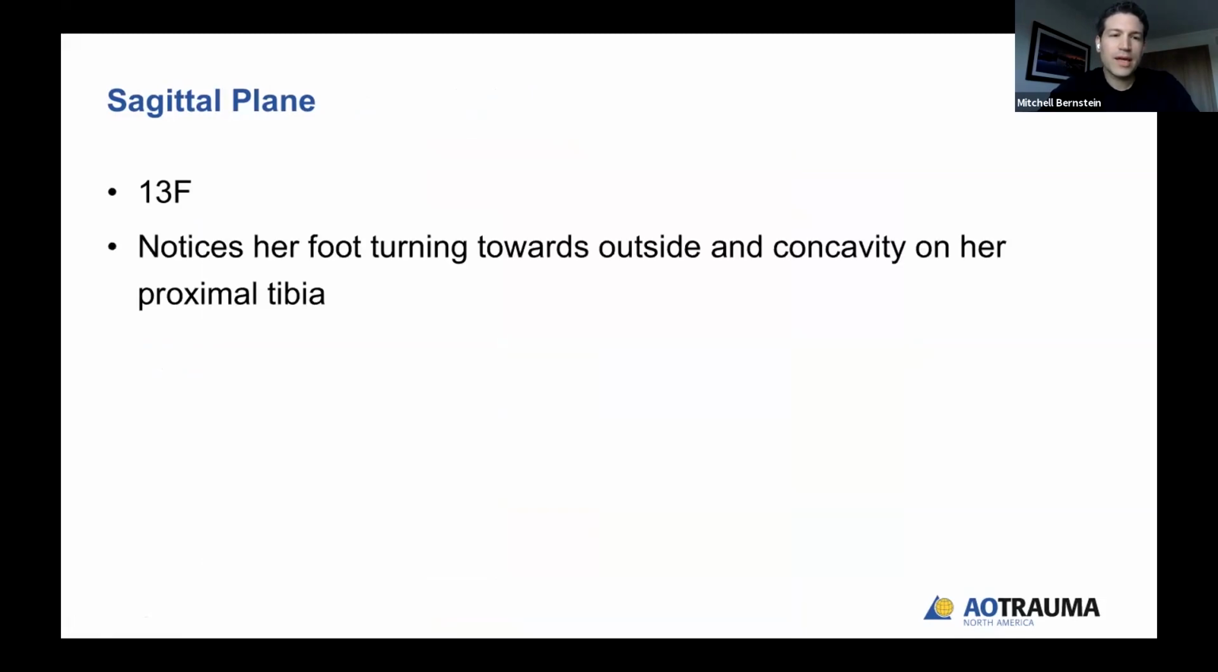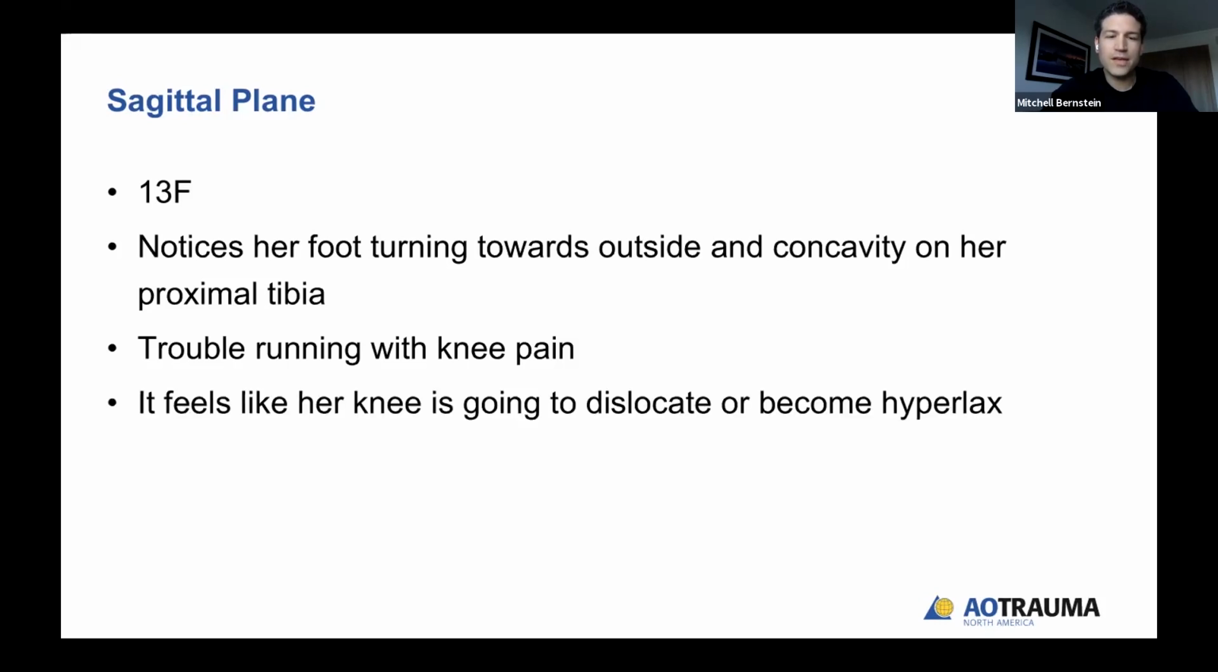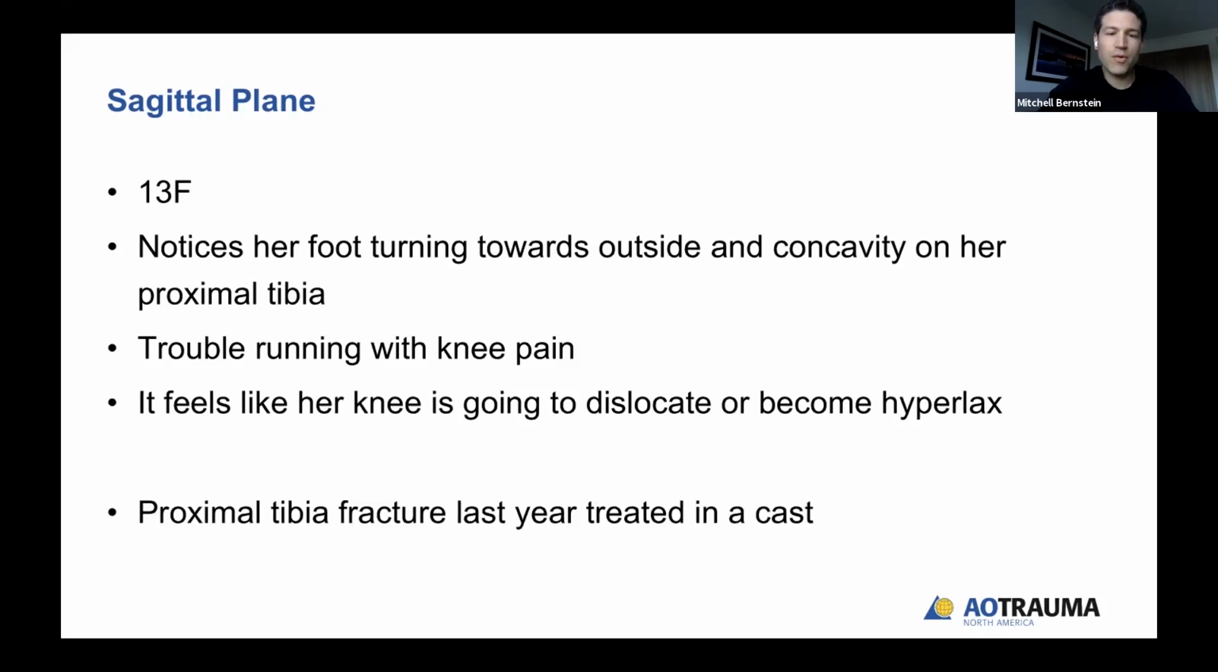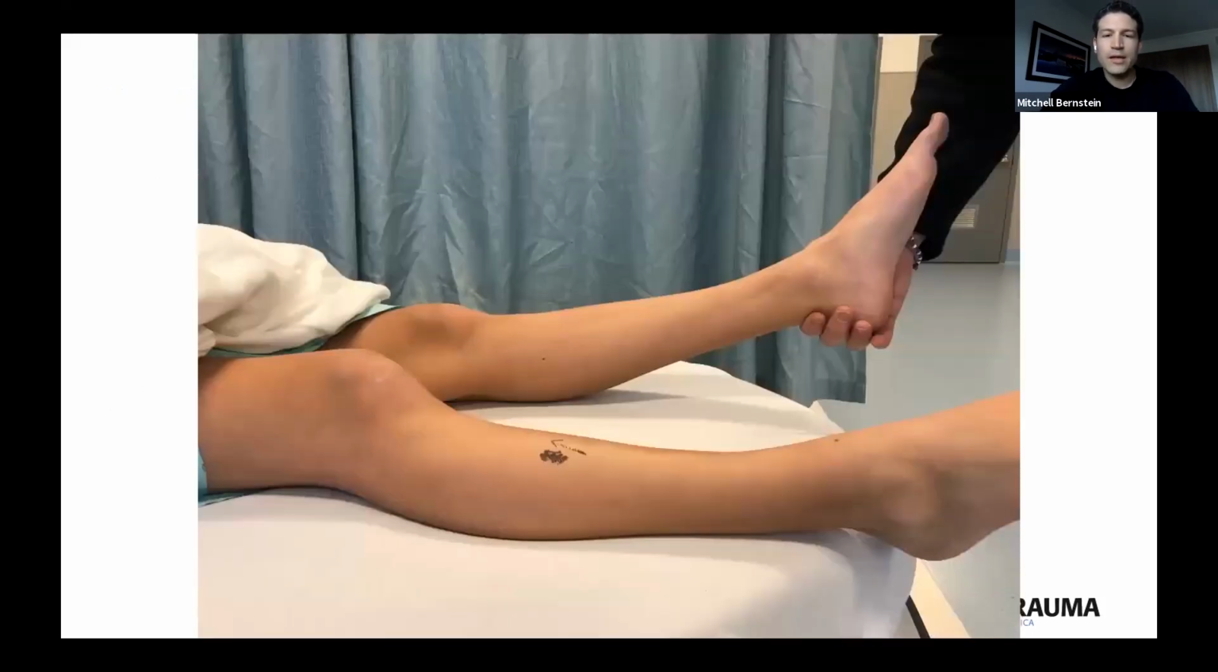In the sagittal plane, this is an example of a 13-year-old. Again, listening to her story, she tells you her foot turns outward and there's a concavity on the proximal aspect of her tibia. She said it's very difficult for her to run. She has a lot of knee pain, and she actually feels like her knee hyperextends or becomes very unstable, is what she says. And she reports that she had a tibia fracture a year ago that was treated in a cast. So if you do your physical exam, that's her normal side.